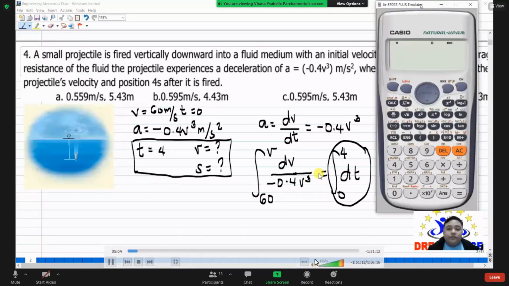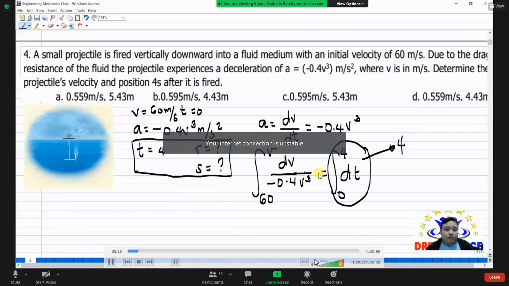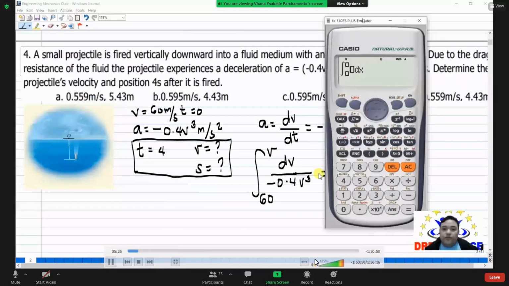1 dt from 0 to 4. So this is equal to 4. Hahanap tayo sa choices na kung saan mag-equate siya equal to 4 yung nasa left side. So try natin. Unahin natin yung una, letter A.